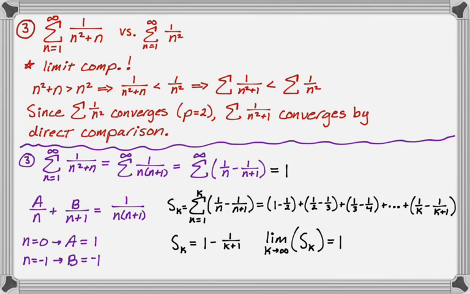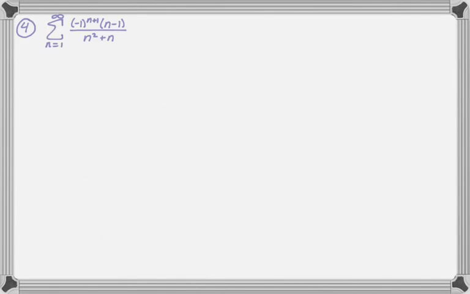All right. Okay, new problem. So this is number 4. We're going to go from 1 to infinity of negative 1 to the n plus 1 times n minus 1 all over n squared plus n.